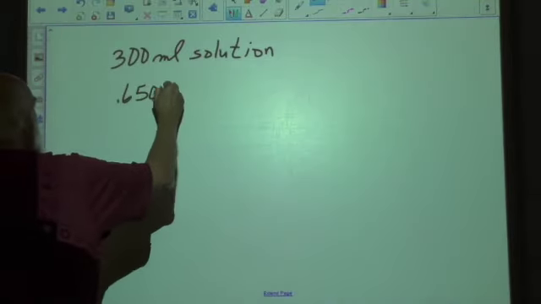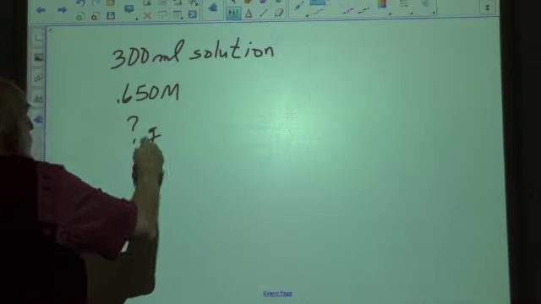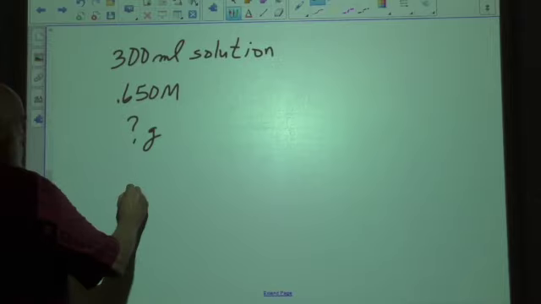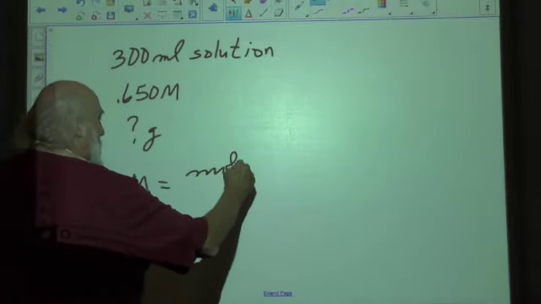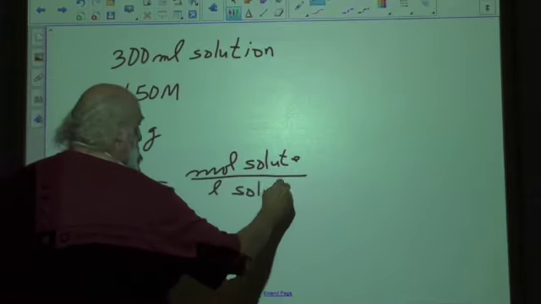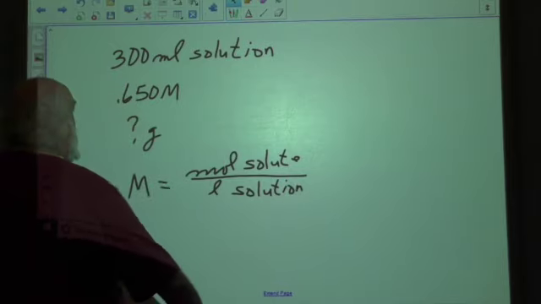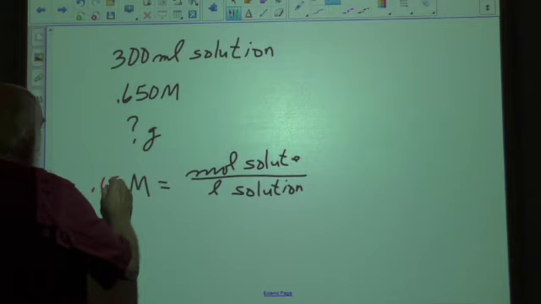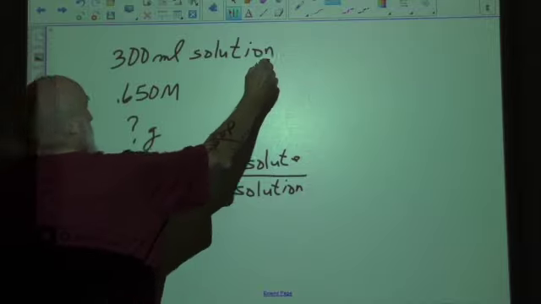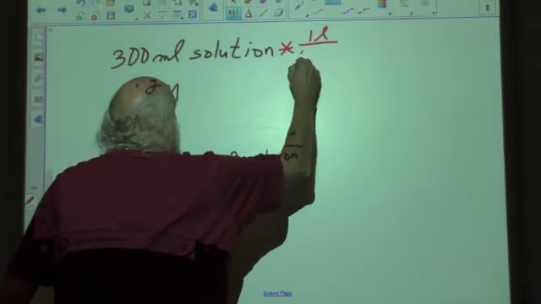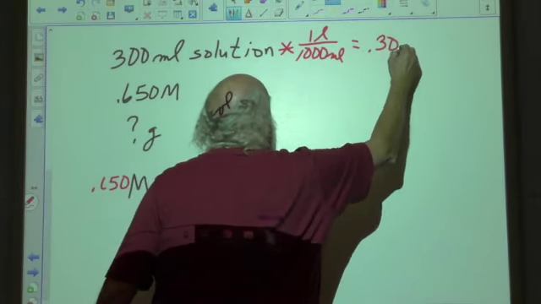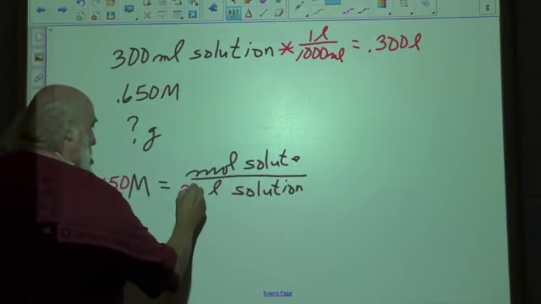0.650 molar solution. So the question is, how many grams? This is the information we have, and this is what we're trying to solve for. Again, we go to the formula, M equals moles of solute over liters of solution, and plug in what we know. We know that we have 0.650 moles per liter, and we have 300 milliliters of solution. We can change that to liters by putting 1 liter over 1,000 milliliters, and this will give us 0.300 liters, and we can plug that in right here.